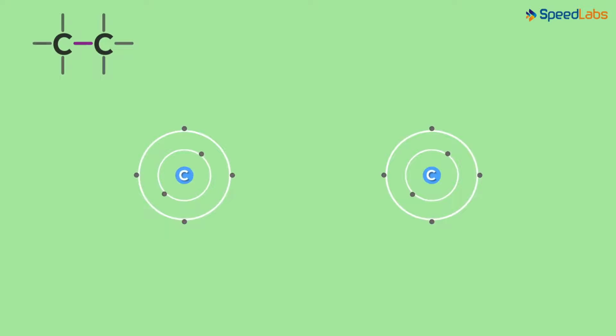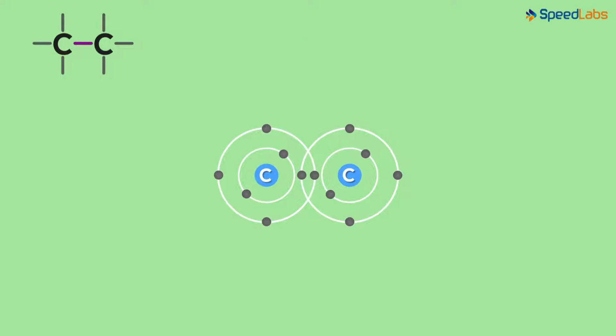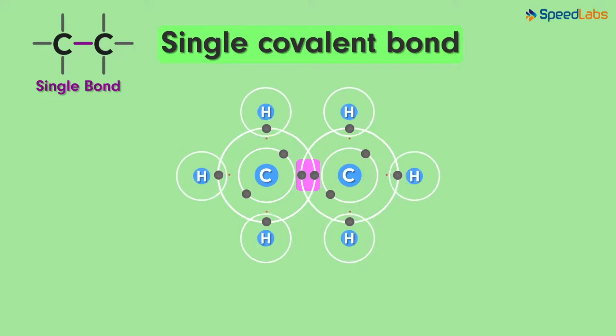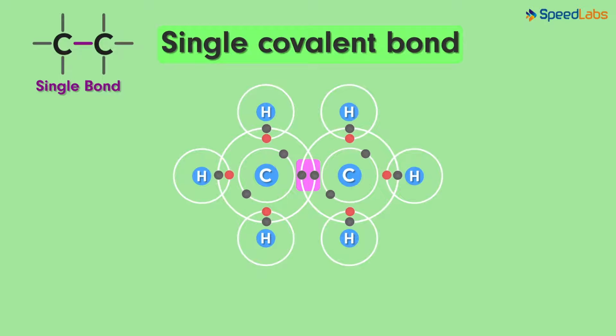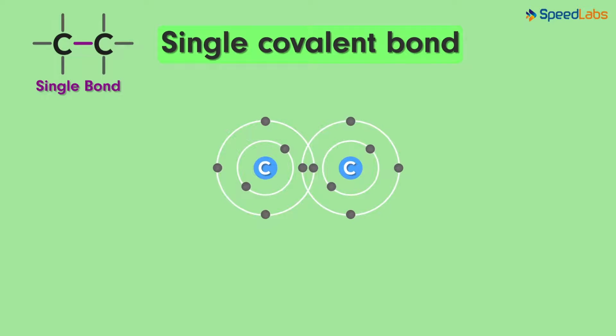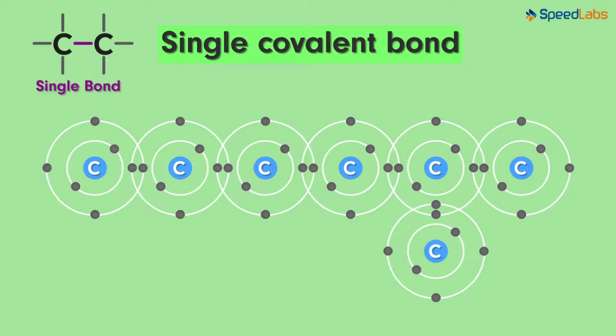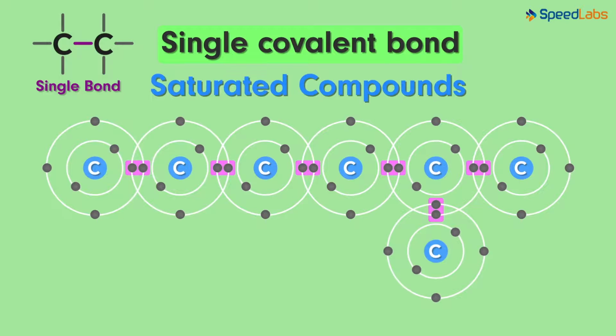If we have one electron pair shared between the two carbon atoms, then a single covalent bond is formed as seen here. In this case, both the carbon atoms can bind with different atoms like hydrogen or oxygen to form bonds. This is what we normally see in many compounds. Another possibility is that the two carbon atoms can bond with other carbon atoms, giving rise to side chains. Such compounds where all carbon atoms share a single covalent bond between them are called saturated compounds.